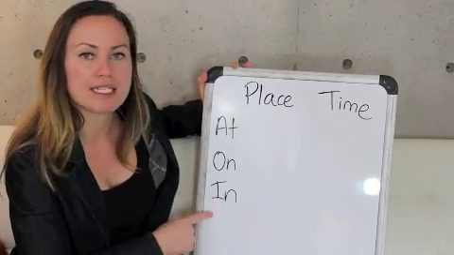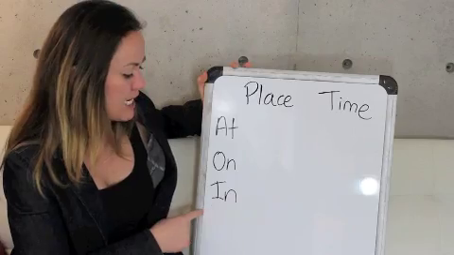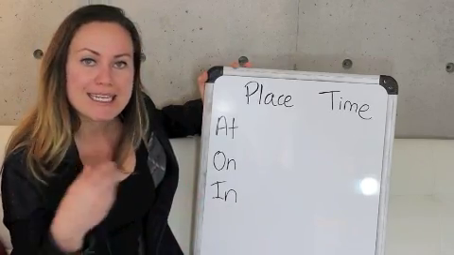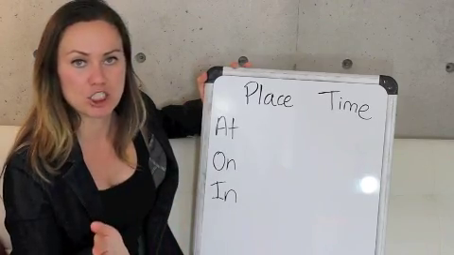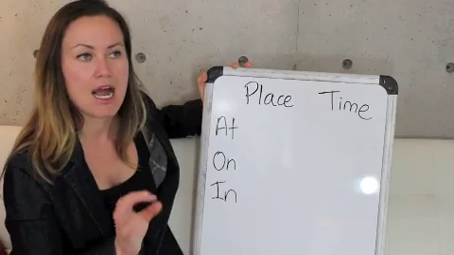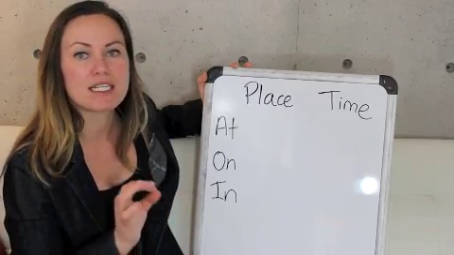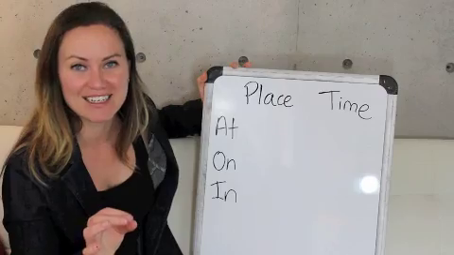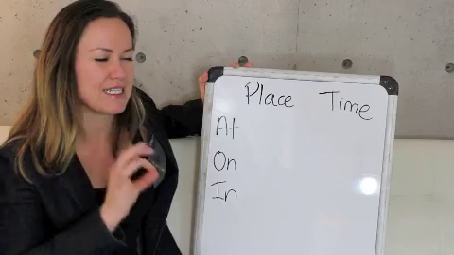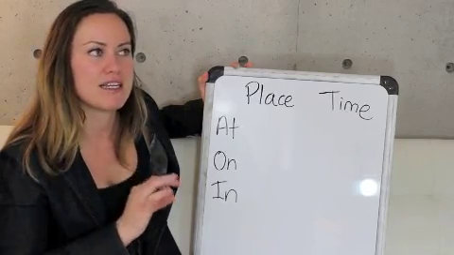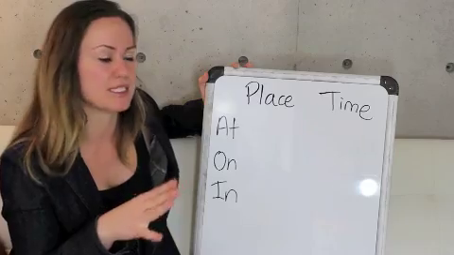In, so place, you can use in to talk about when you're inside a place. So I'm in the station, I'm in the bus station. I'm in the bus station in India. So India, I-N, in. So I think, okay, in the bus station in India. So I'm inside the place.